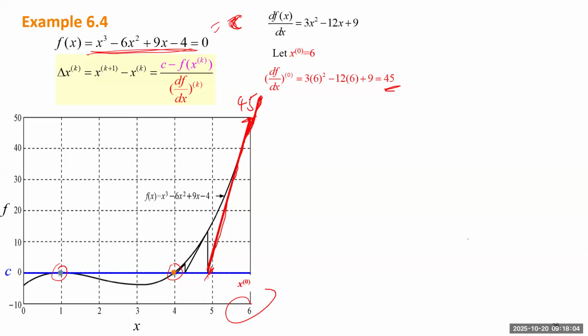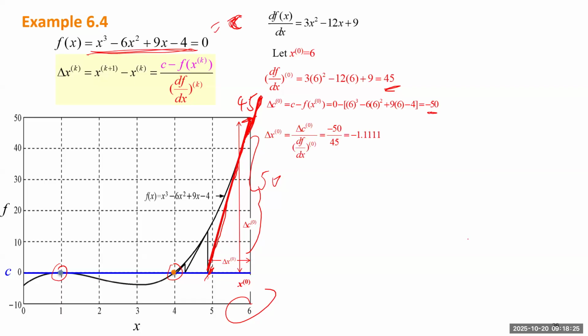This is not the root. It still has a certain distance to the closer root at 4, right? The distance is about 1, but we just continue. We calculate that there's still a gap of the function, which is 50. So this gap is 50. It's still not 0. Then we just continue.